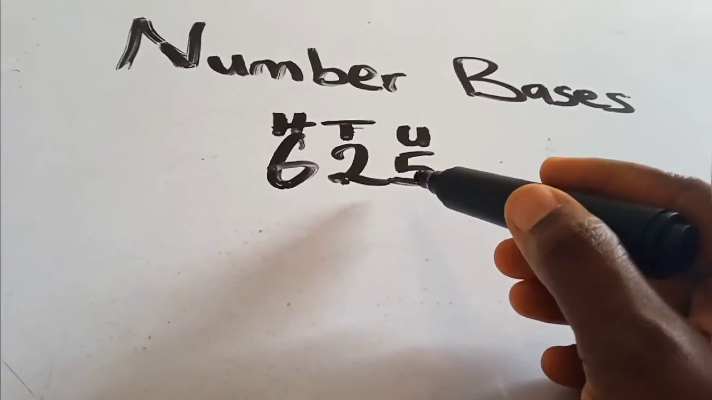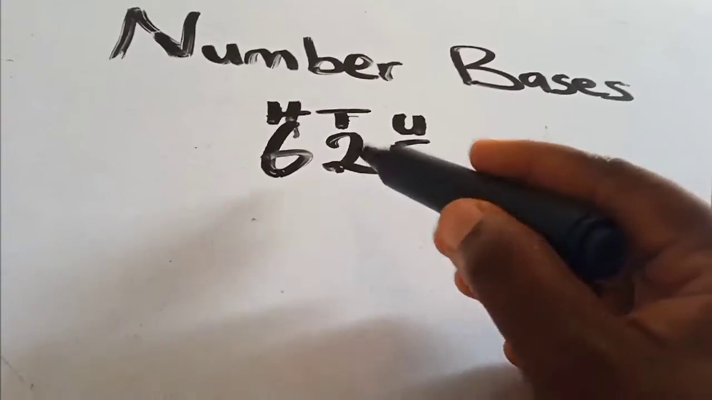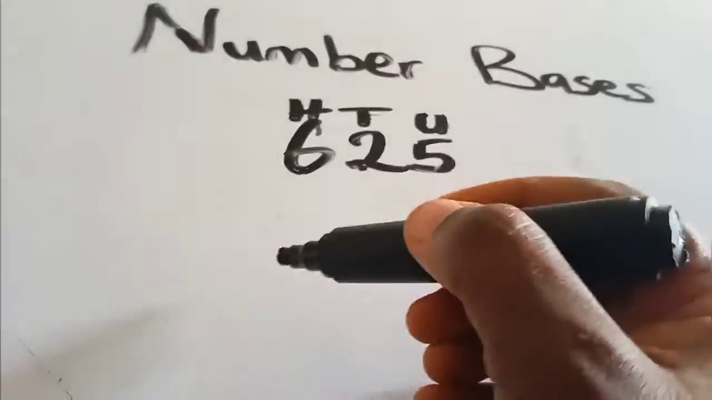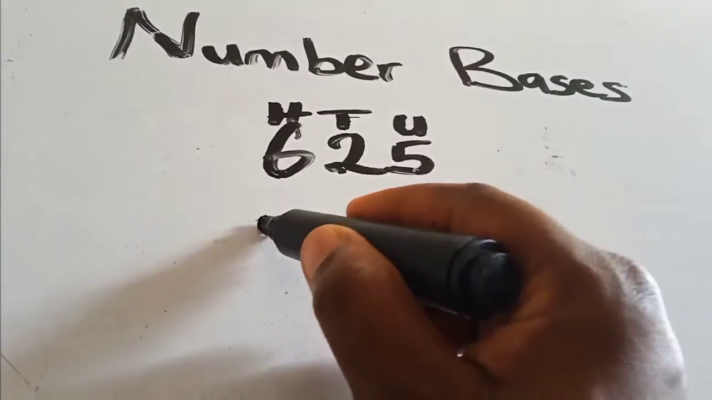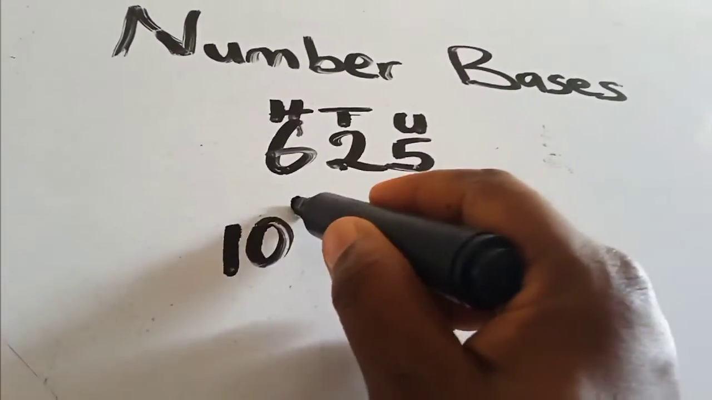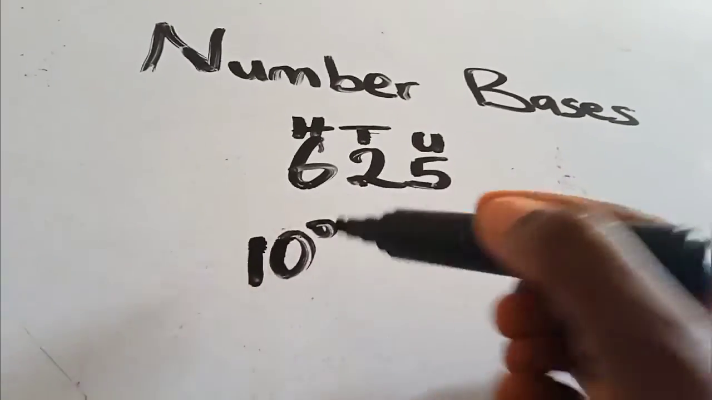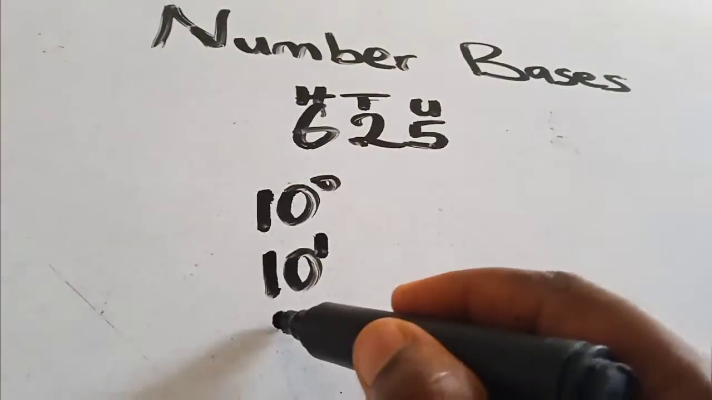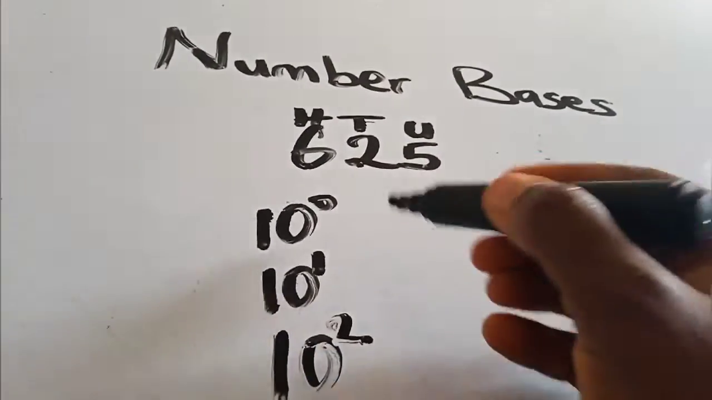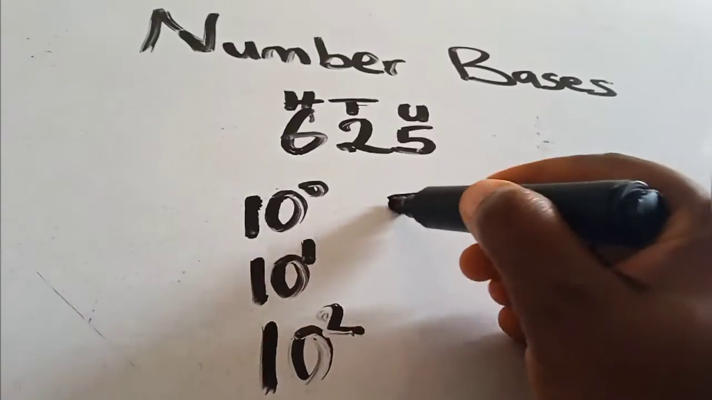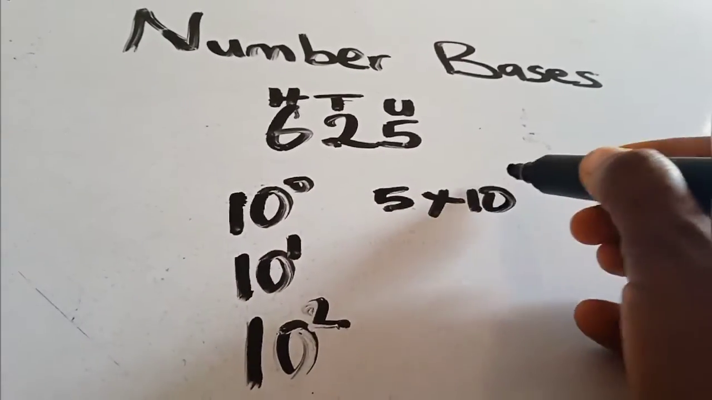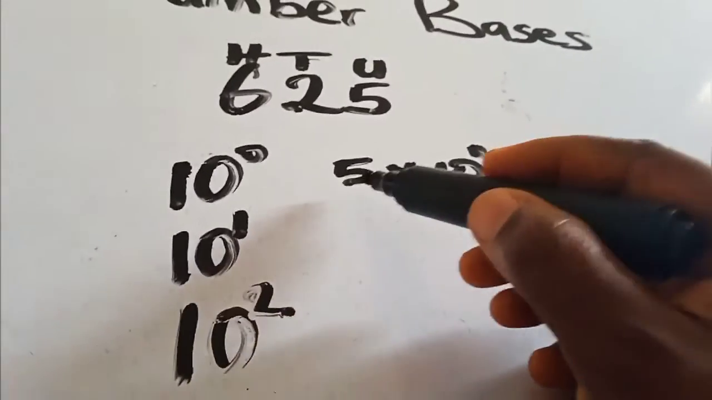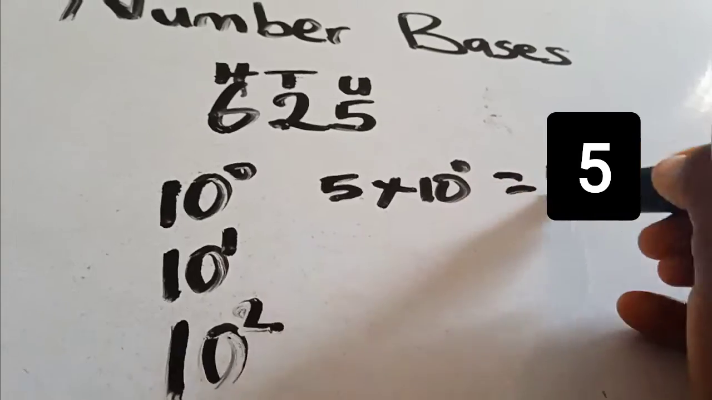Each of these place values is a result of a power of 10, because this is base 10. For units, the power of 10 is 0. For tens, the power of 10 is 1. For hundreds, the power of 10 is 2. So when we look at it, this one is 5 times 10 raised to the power of 0. When any number is raised to the power of 0, that number is 1. So 5 times 1 is equal to 5.